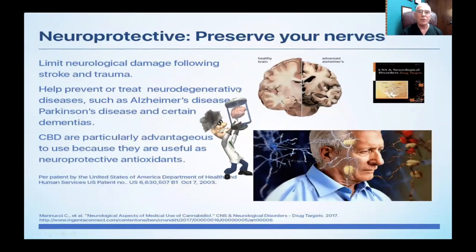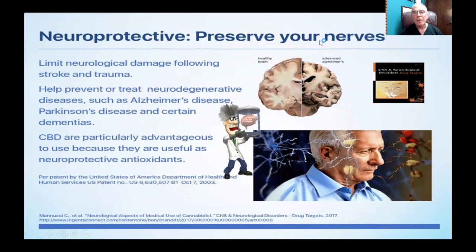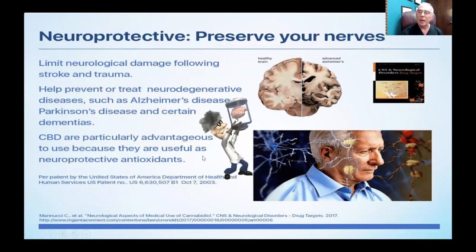What about protection of your CNS, your brain, your nerves? Well, it just so happens that CBD, due to its immunomodulatory effect, can preserve your neural system. It helps prevent neurodegenerative diseases such as Alzheimer's disease, Parkinson's disease, certain dementias. It helps prevent against stroke or trauma. And it is especially helpful on all these things, but it does so not only as an immunomodulator, but it is an antioxidant too. So it works in multiple ways.